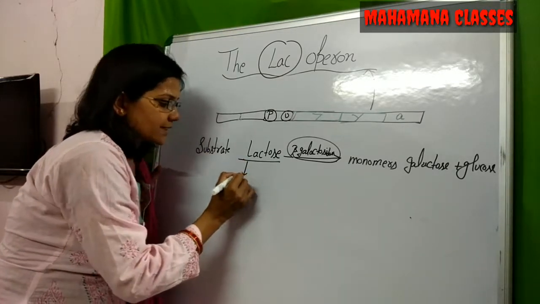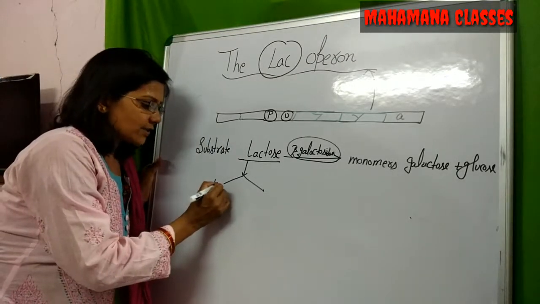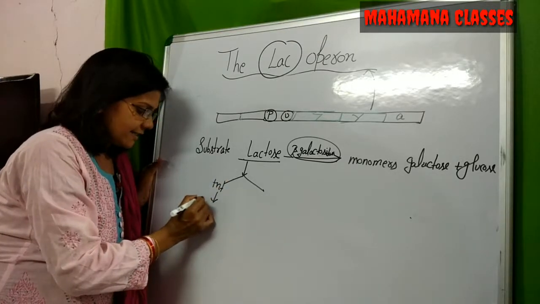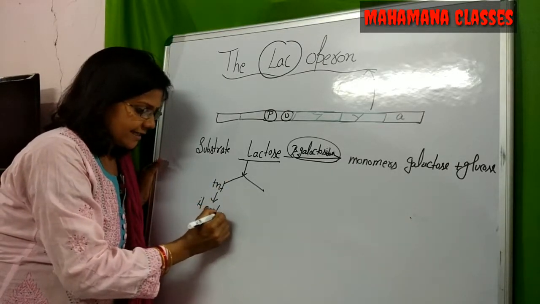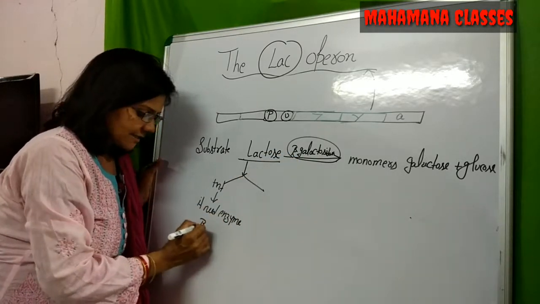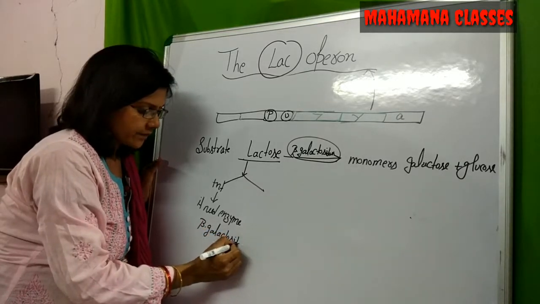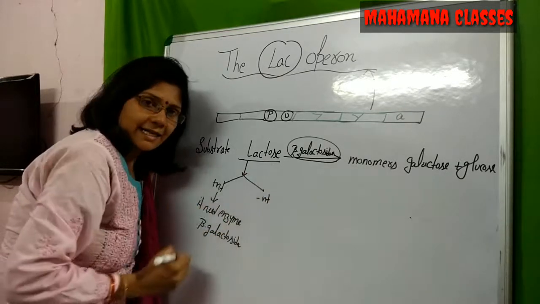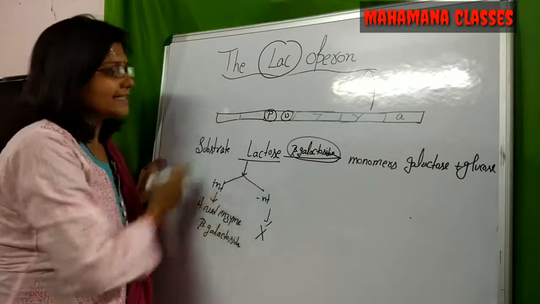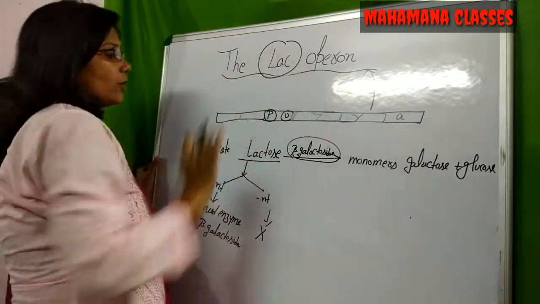If it is not present, there are two situations for the cell, the prokaryotic cell. If lactose is present in the cell, then it needs the enzyme beta galactosidase. If it is absent in the cell, then it will not need it. Okay, this is the main fundamental concept of this lac operon model.